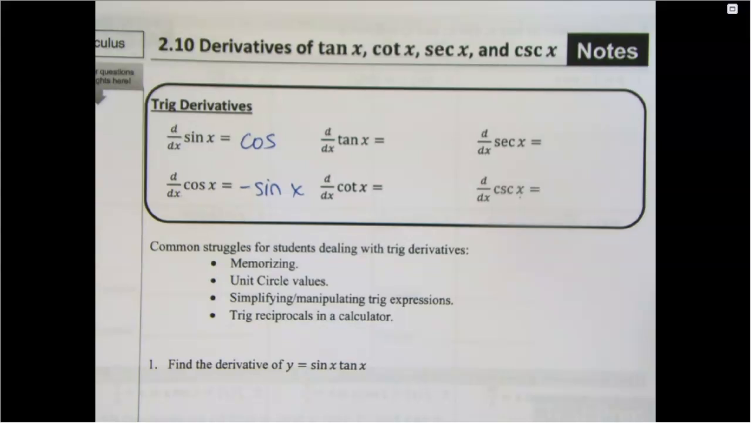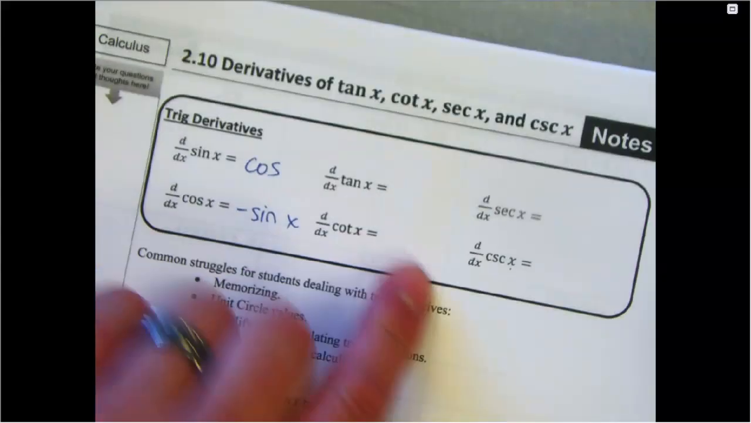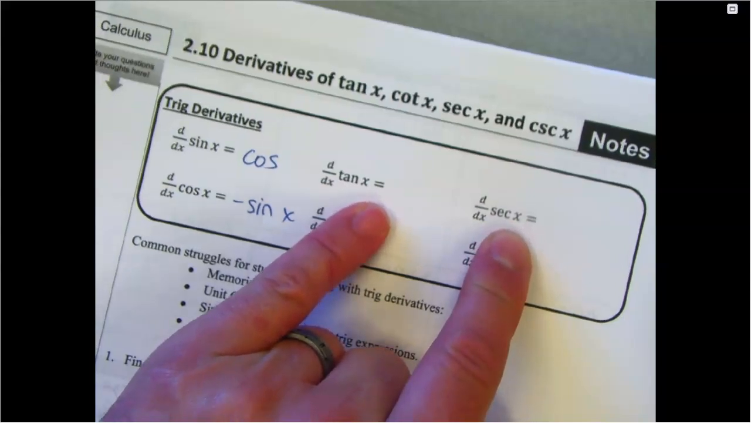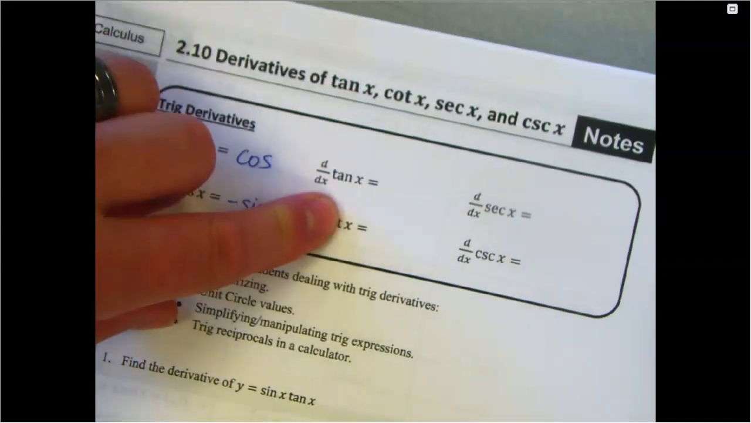Did everybody watch the video? Can you go through why the derivative of tangent is what it is? That's fine. He told us not to write it down. Okay, alright, there are four more here. I'm going to derive them. I'm going to show you two of them, where they came from, how they get the answer that they get, and then I'll show you one, you'll do another, I'll show you one, you'll do another.